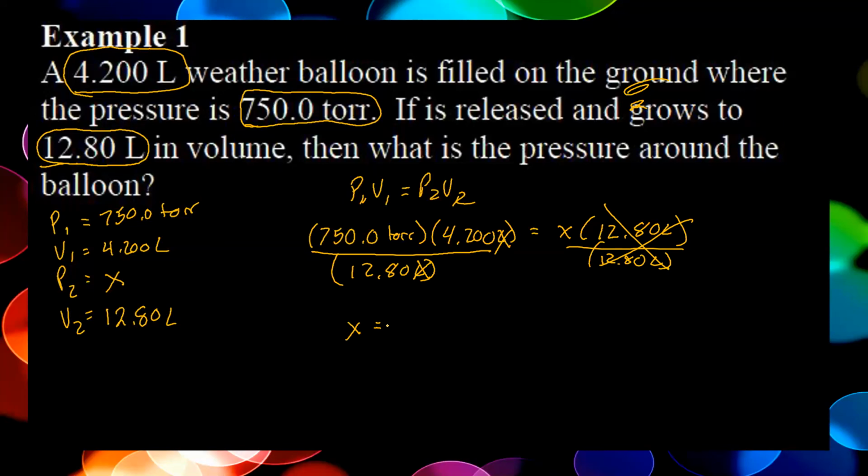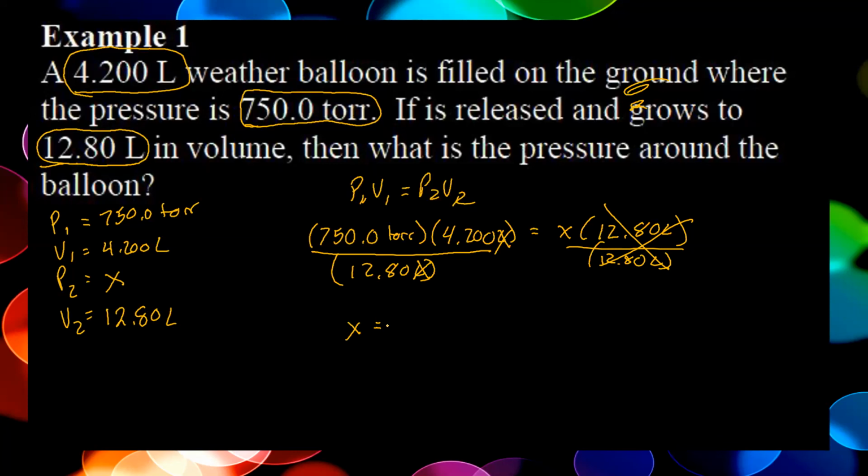And I know I went quite fast, so I'm trying to wait here for you to catch up on what I've written. And then put in your calculator: 750 times 4.2 divided by 12.8. What do we get? Try again. Yeah, divide by 12.8. Okay, don't forget to divide by 12.8.